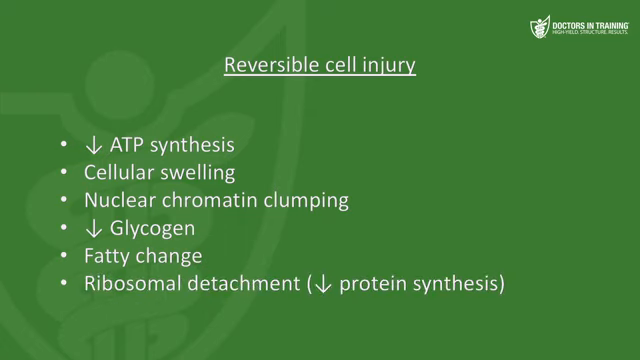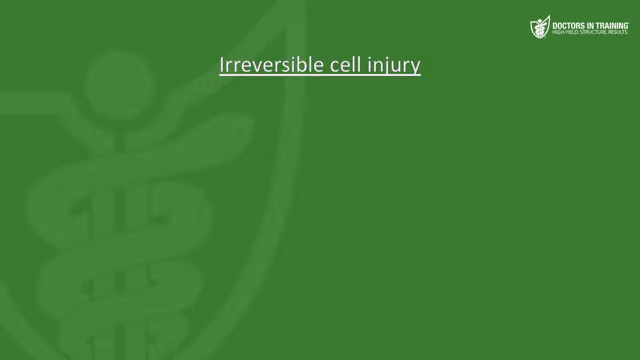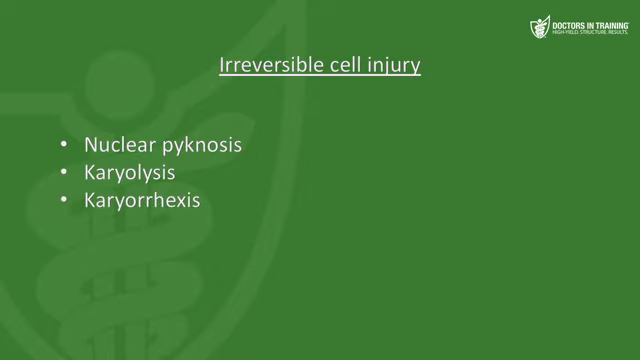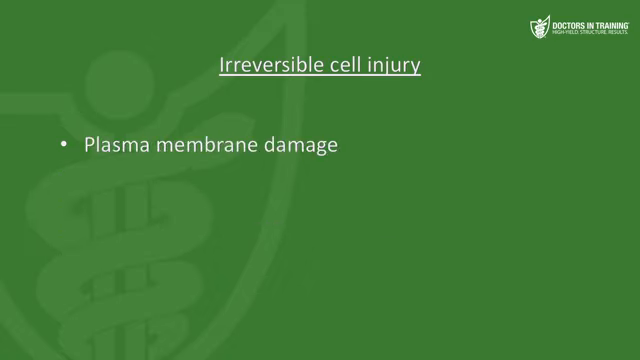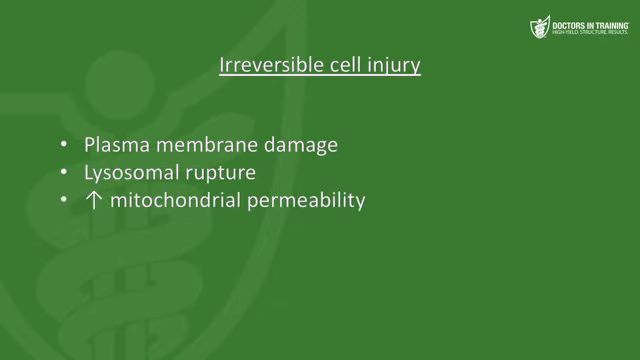Now the characteristics of irreversible cell injury, that your cells can't come back from, are things like nuclear pyknosis, the irreversible condensation of the chromatin. You can see karyolysis, the complete dissolution of the chromatin. Karyorrhexis, which is the fragmentation of the nucleus. You can also see this with calcium influx causing caspase activation, plasma membrane damage, lysosomal rupture, increasing mitochondrial permeability. Again, all irreversible cell injuries.